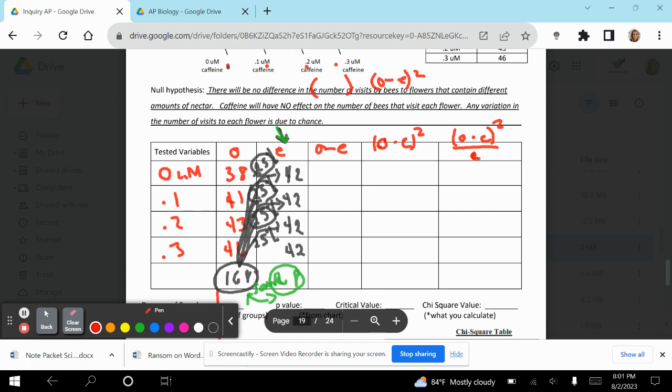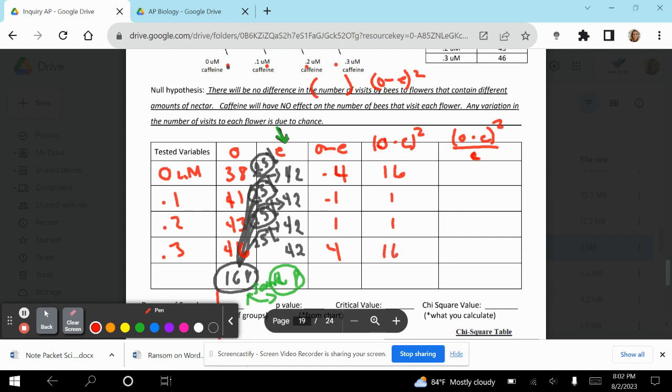Now that those columns match, we can do our math. So O minus E. When we do 38 minus 42, we're going to get a negative number. We don't have to put -4 here, but you can. We're about ready to square that value, so that negative is going to disappear. The difference between 41 and 42 is -1. So 43 minus 42 is 1. And then we have 46 minus 42, which is 4. All right, so now we're going to square each of those. So this is going to be 16, 1, 1, and 16.